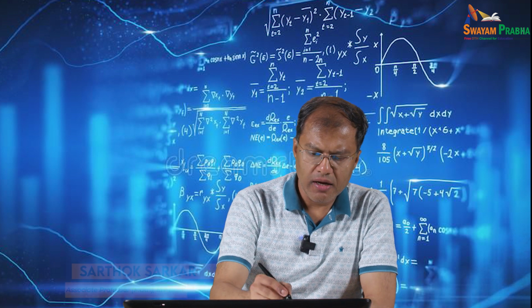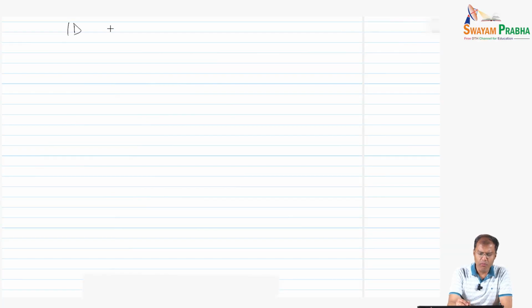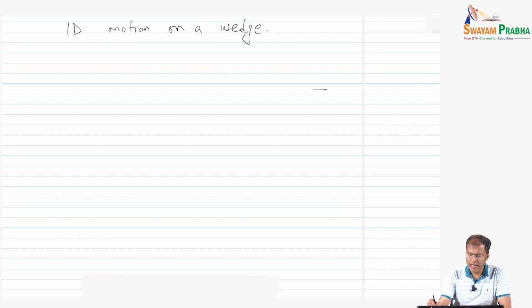Welcome back everyone, and in this module let us start our discussion of 1D rectilinear motion on a wedge or an inclined plane, right? So on a wedge we have the following. We have a wedge which is making an angle alpha with the ground, right?